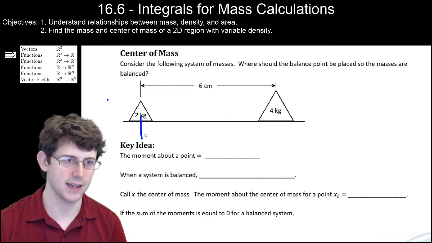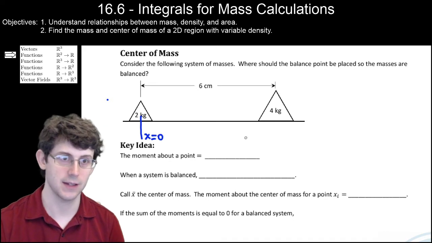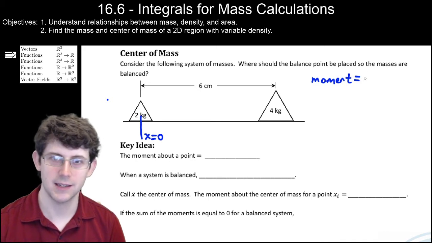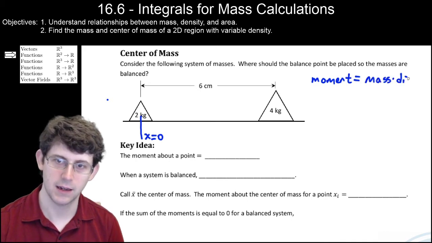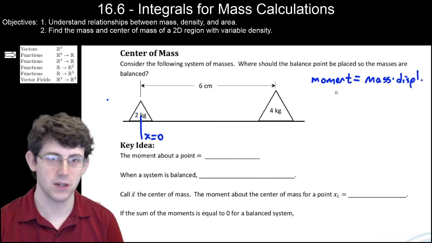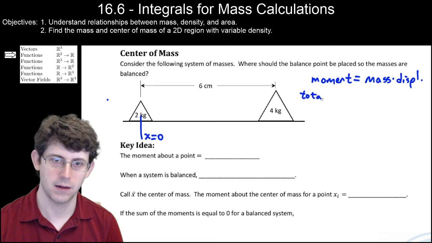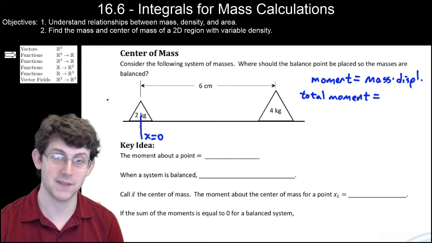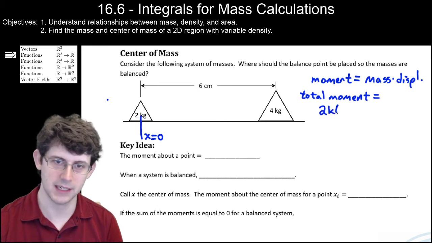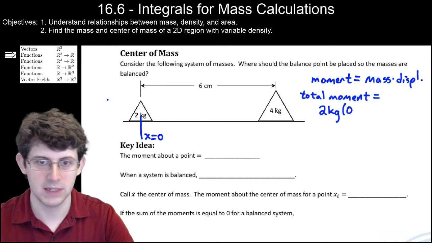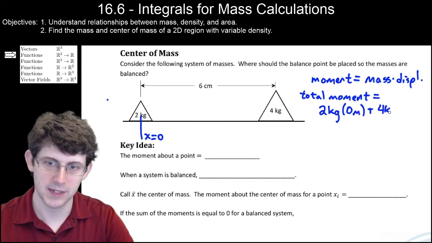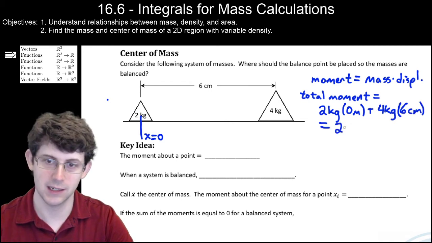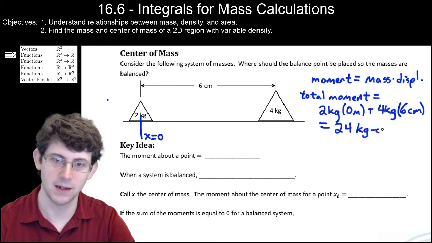Let's just declare some place to be x equals 0, then the total moment. Moment is mass times displacement. So the total moment is, well, this 2 kilogram object, since I've declared x equals 0 here, is 2 kilograms times 0 centimeters plus 4 kilograms times 6 centimeters. So the total moment is 24 kilogram centimeters.